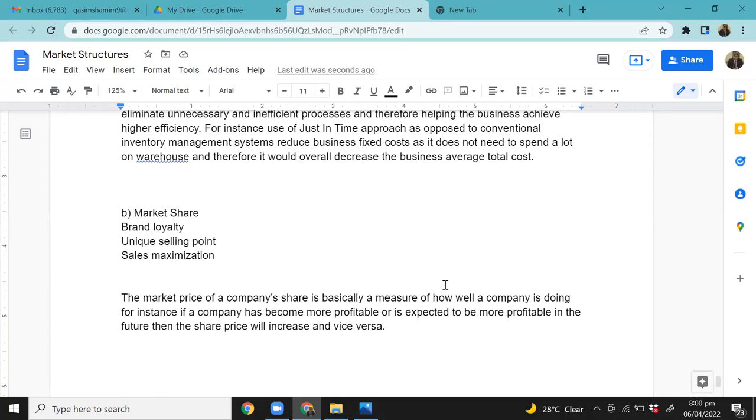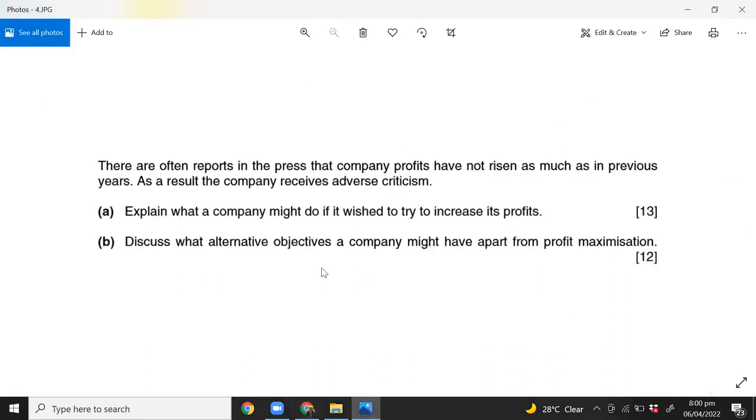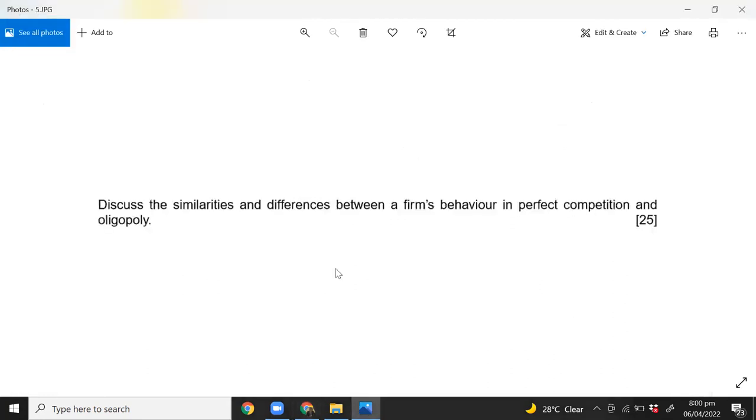If it's doing well, the share price will increase, and vice versa. If it's not doing that well, the share price will decrease and all that, right? We good? Okay, so students, if this is good, then move to another question here, right?